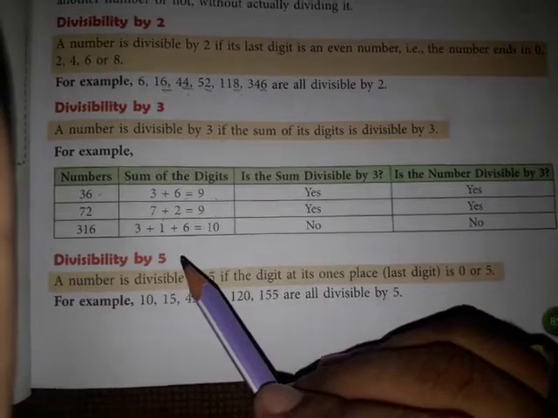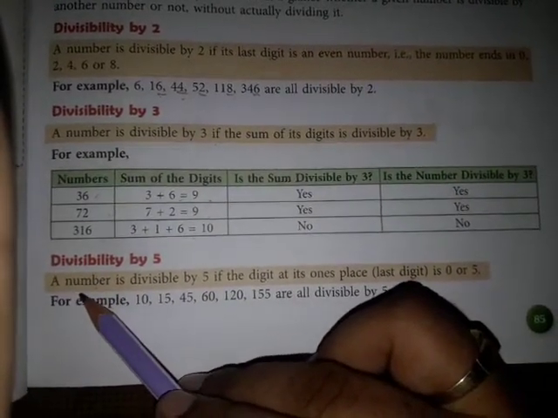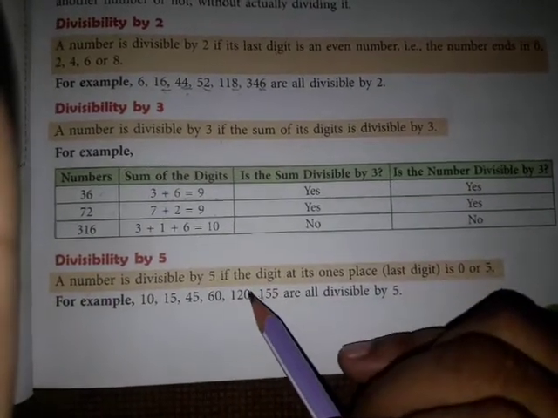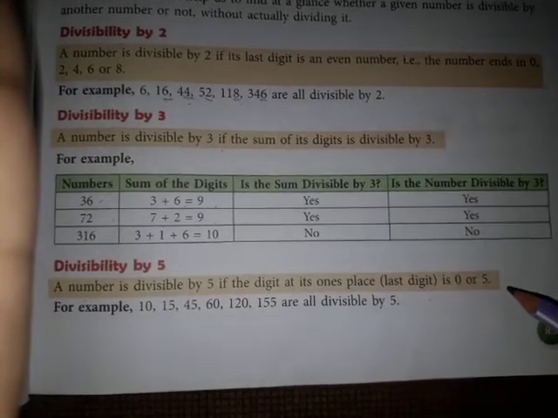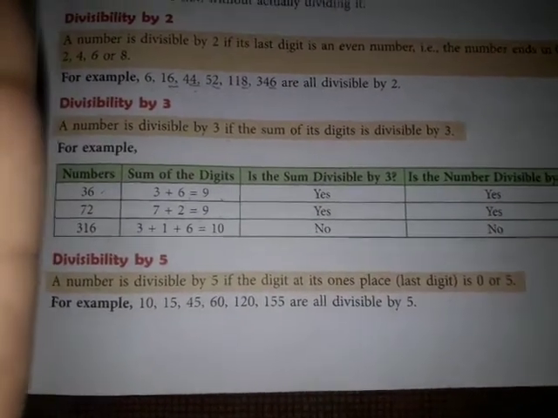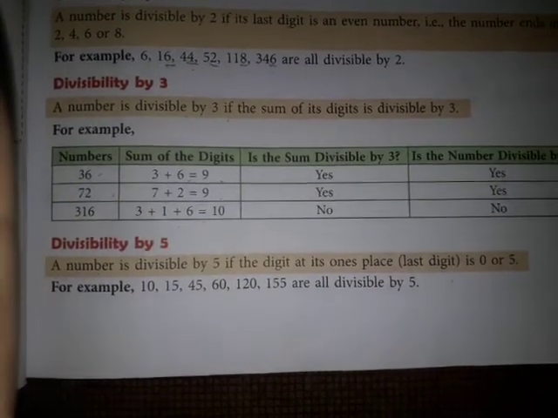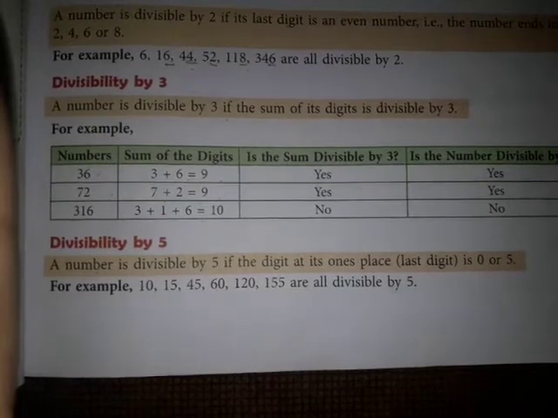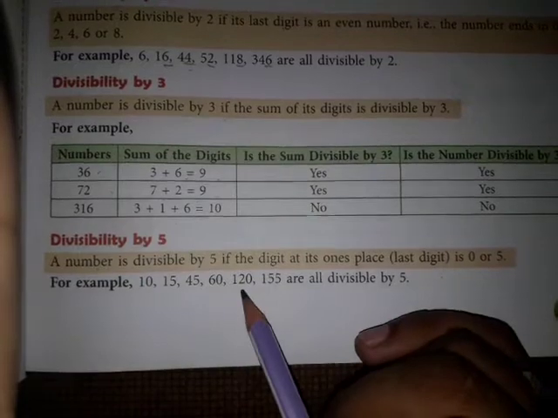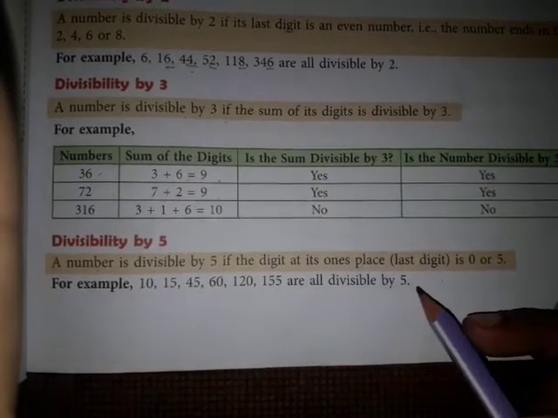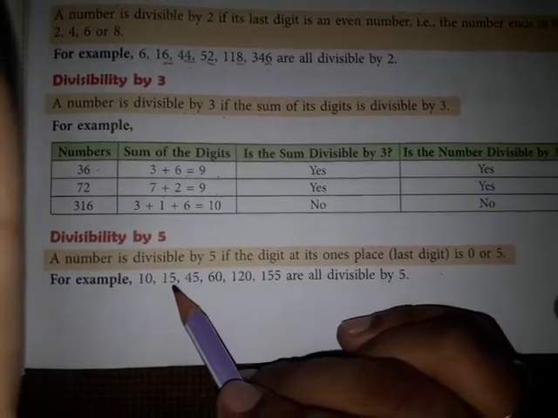Divisibility by 5. It is also very easy. We have to check the ones place. A number is divisible by 5 if the digit at its ones place, meaning the last digit, is 0 or 5. If the last digit of any number is 0 or 5, then we can say that the number is divisible by 5. For example, 10, 15, 45, 60, 120, 155 all are divisible by 5. Why? Because their ones place is either 0 or 5.